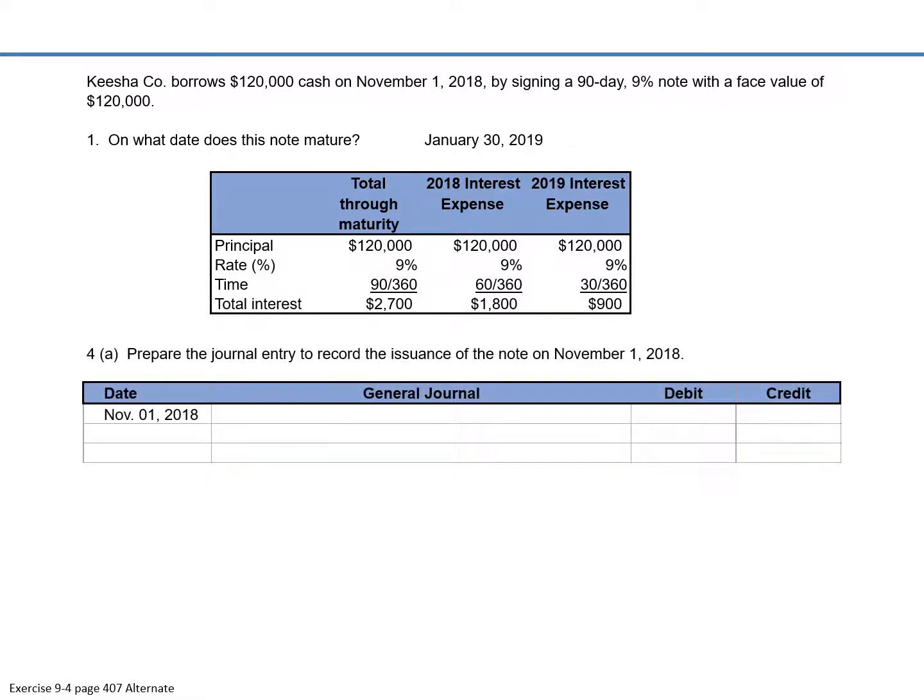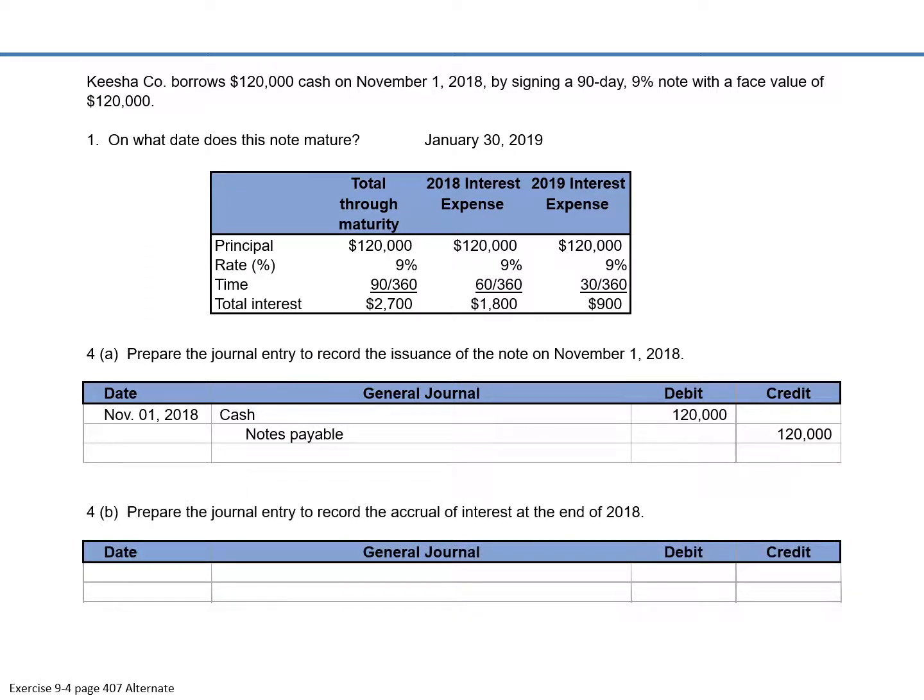All right, so now prepare the journal entry to record the issuance of the note. Debit cash, credit note payable, right? And then prepare the journal entry to record the accrual of the interest at the end of 18. Well, we computed it to be this $1,800, right? So we're going to record interest expense of $1,800 and interest payable of $1,800.